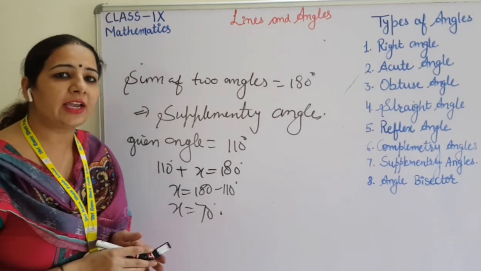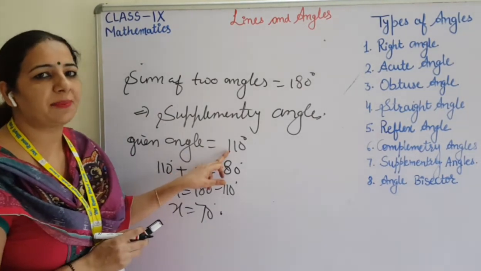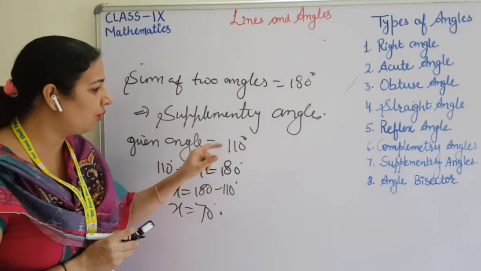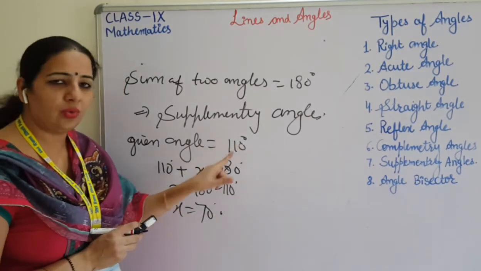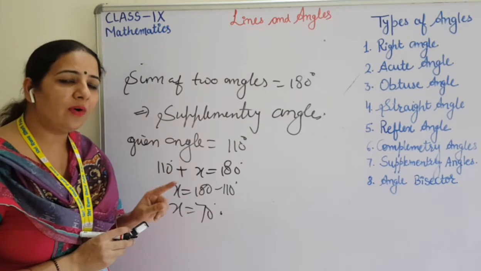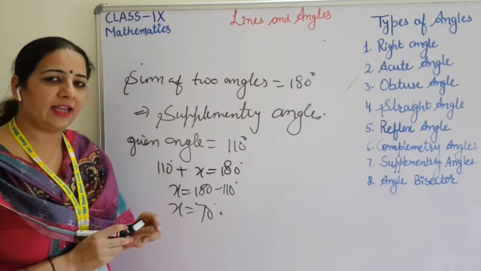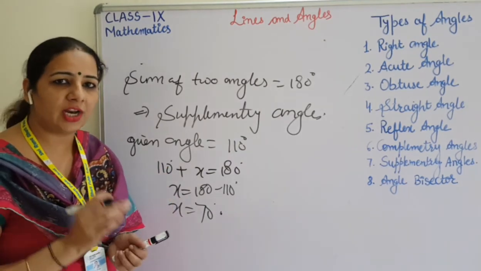If you want to check your answer, that you have calculated the supplementary angle correctly, what you can do, you just add these two angles. If the sum of these angles will be 180 degree, it means you have done the calculation correctly.